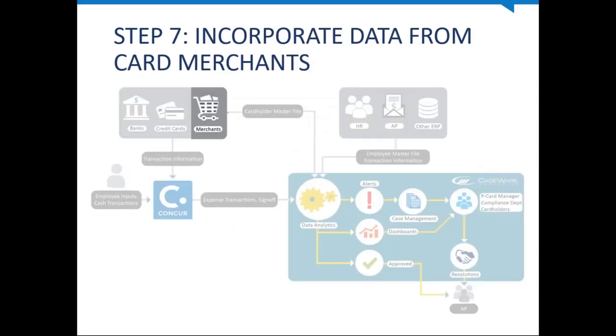So we'll move on to step 7, the last step, and this involves incorporating data from your card merchants. And this part is quite important. What I'm talking about here is the level 3 data most of all. This tells you the actual line items that were purchased.